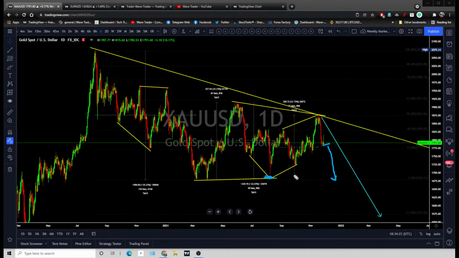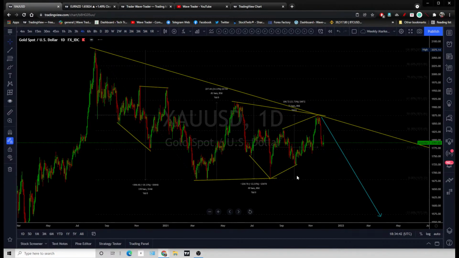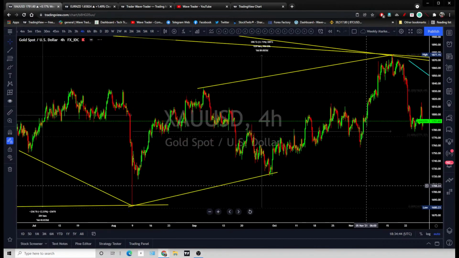And the higher yields are putting pressure on the precious metals, because higher rates are going to come. Because of that, gold is going down. Also the Fed is winding up their QE program, so that's the fundamentals pushing gold lower.